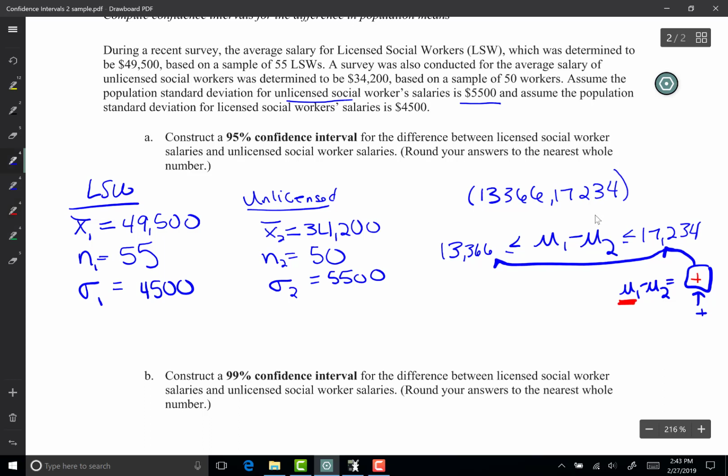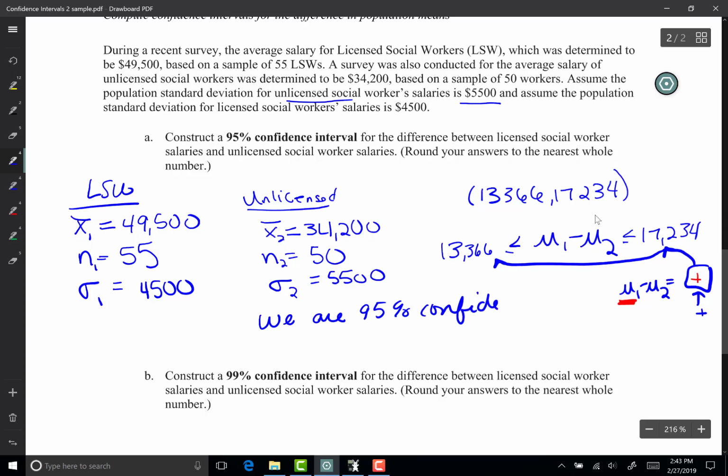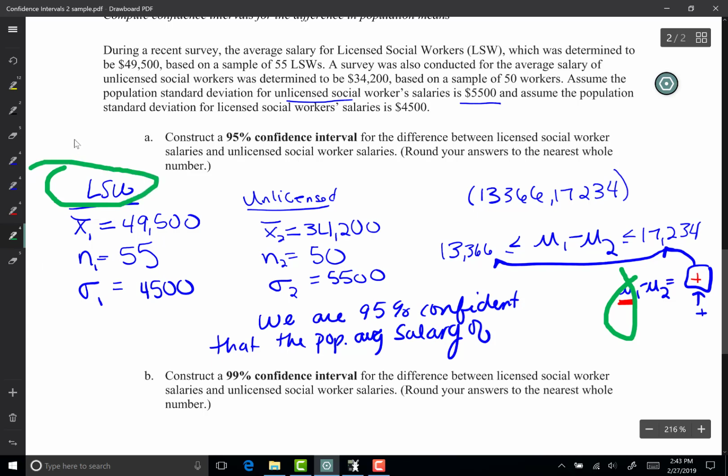That makes sense? So in our interpretation, we are going to say we are 95% confident that the population average salary of licensed social workers is larger than unlicensed social workers. Does that make sense? This is how we need to interpret these.